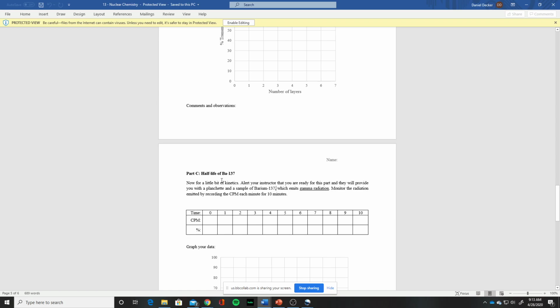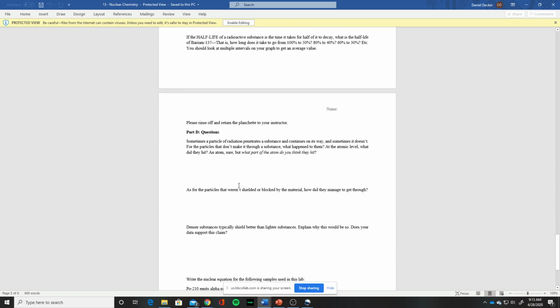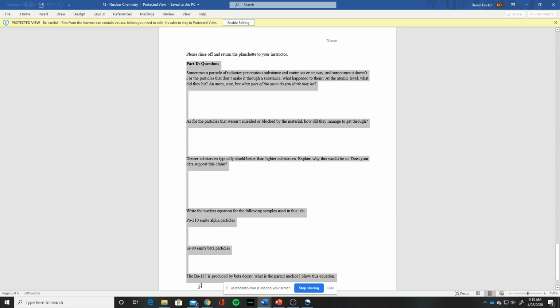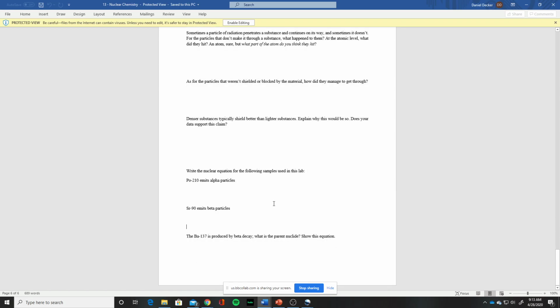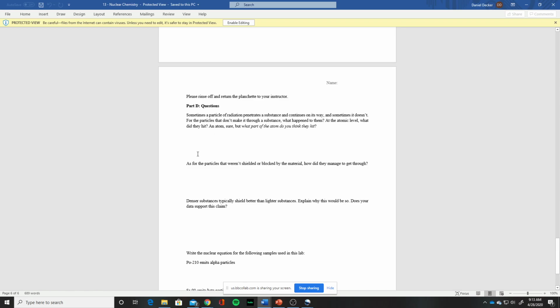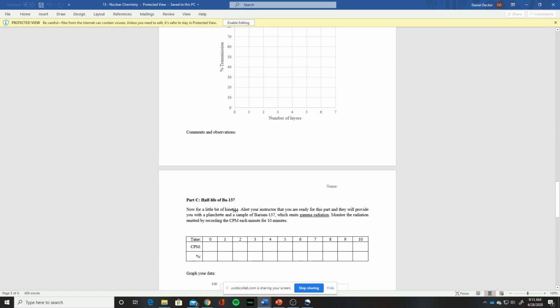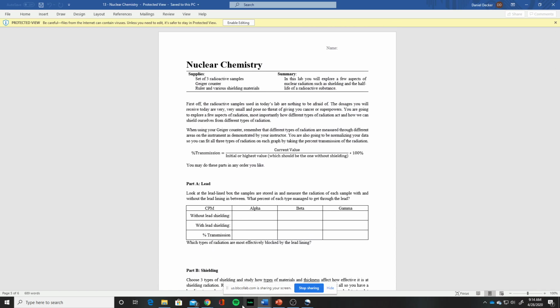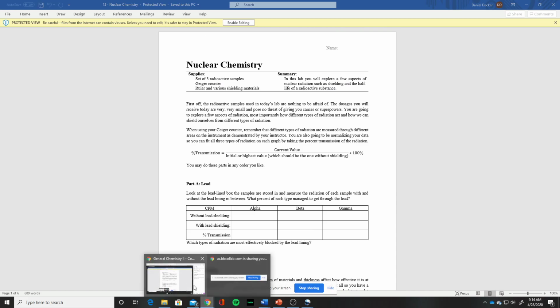But it's not going to be the same as the half-life part here. But I do expect you to be able to answer all of the questions in Part D. So all the questions down here in Part D you should be able to answer. So I think that is it. I think that's all I wanted to talk about in the nuclear chemistry lab.